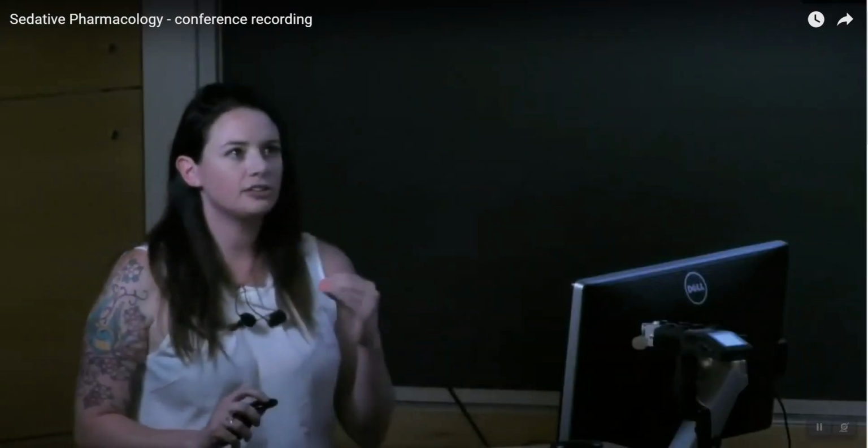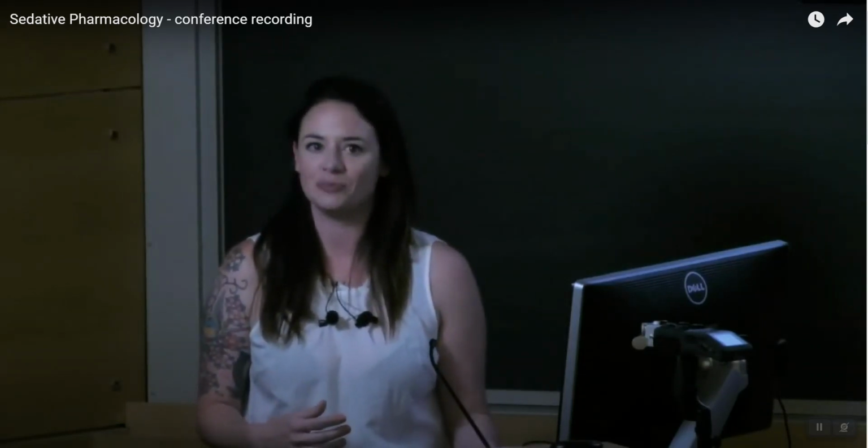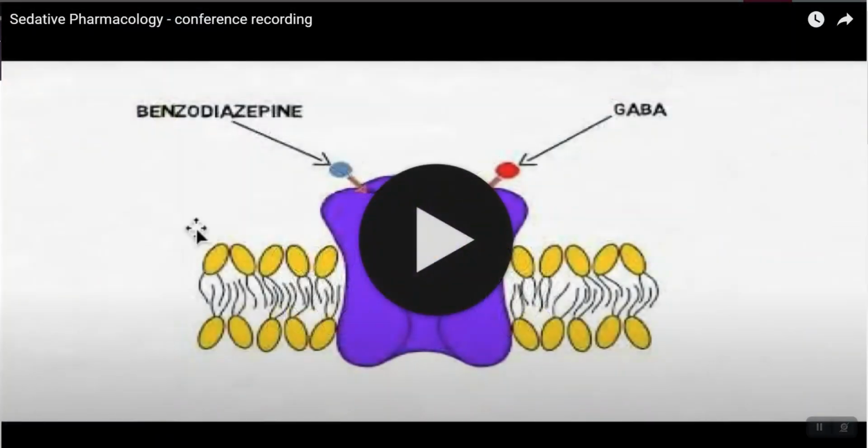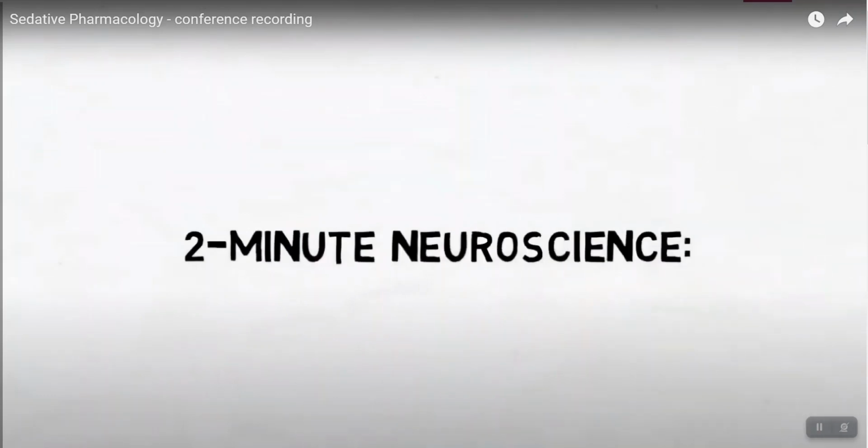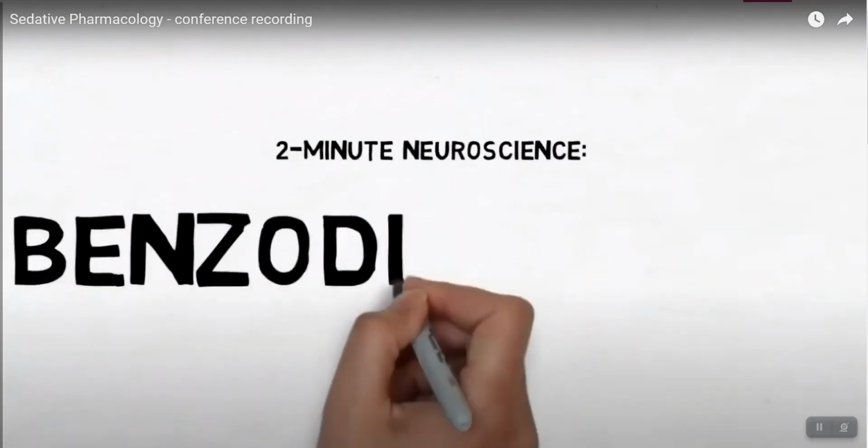So I feel like pharmacology can get pretty complex. And whenever I'm trying to either learn more about a certain area of pharmacology or if I'm trying to teach, I really love to turn to these short videos that help explain it with animation. Welcome to 2-Minute Neuroscience, where I explain neuroscience topics in 2 minutes or less. In this installment, I will discuss benzodiazepines.